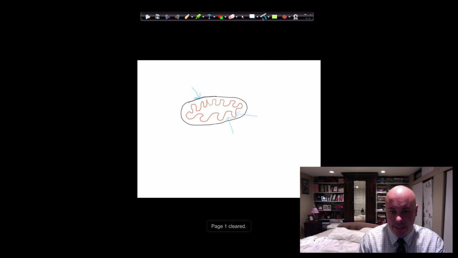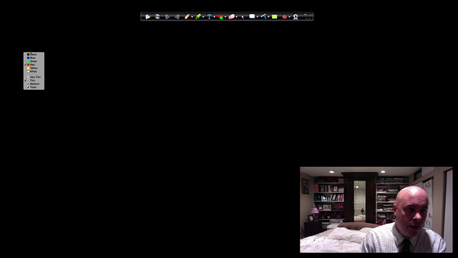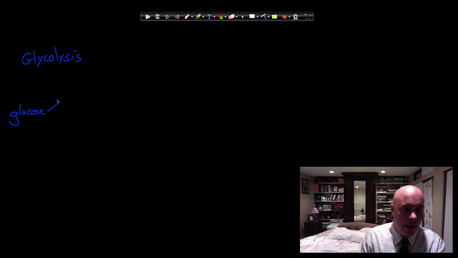So let's take a look at the steps of aerobic respiration. Aerobic respiration, we're going to require oxygen. There are three steps involved. The first one is called glycolysis. In this step, glucose is split. Glucose comes from the food we eat, and when it splits, we wind up with 2 pyruvic acids and 4 ATP. So we have 4 ATP total.